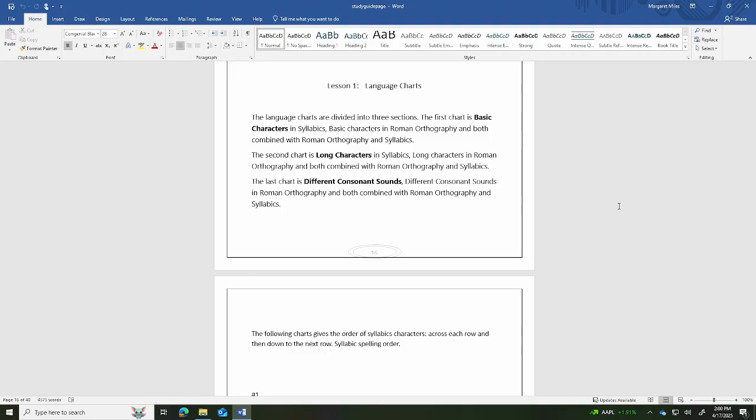Language charts. So, the language charts, again, they're divided into 3 sections. The first one is basic characters. Second one is long characters. The last one is different consonant sounds. So we're gonna do chart number 1.